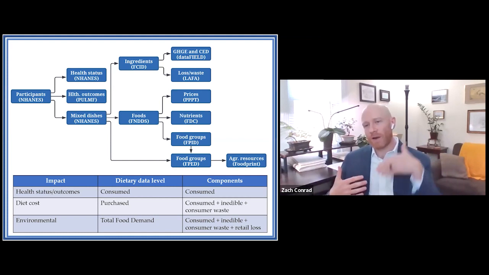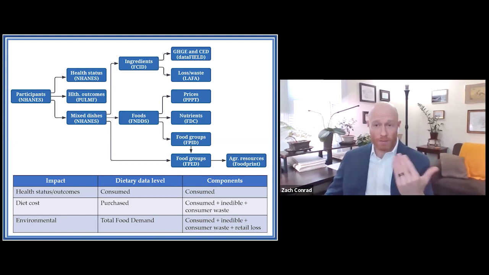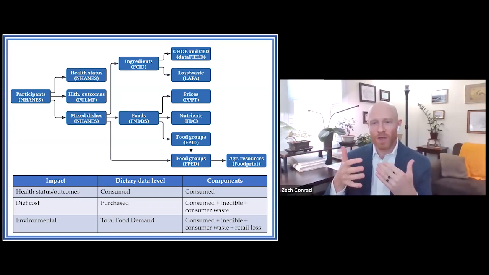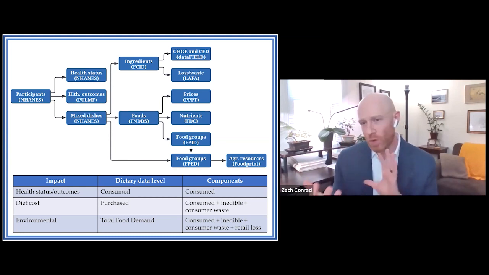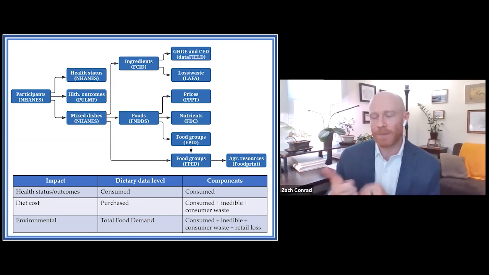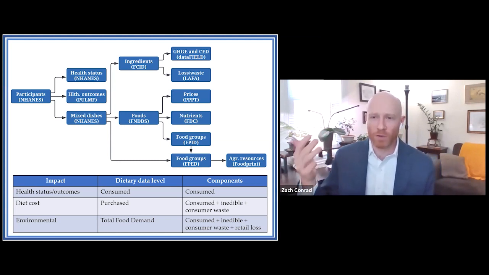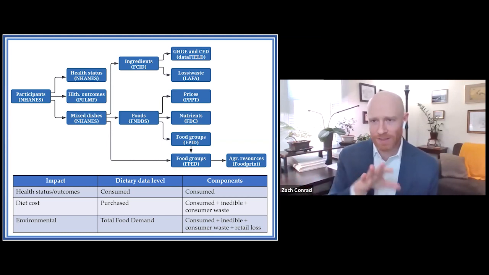And if you want to estimate the environmental impacts, I would argue that you do need to bring in not just the inedible portion, the portion that was wasted by the consumer, but also the amount that was lost at the retail stage, right? So there's environmental impacts that are associated with food loss and waste, as well as the amount that's consumed. So if you're going to be bringing into a single analysis data on health status, diet cost, and environmental outcomes, well, I would argue that you're going to need to just make sure that you are incorporating certain types of loss and waste at multiple different stages. So this is a framework for when to do that and how to do it.